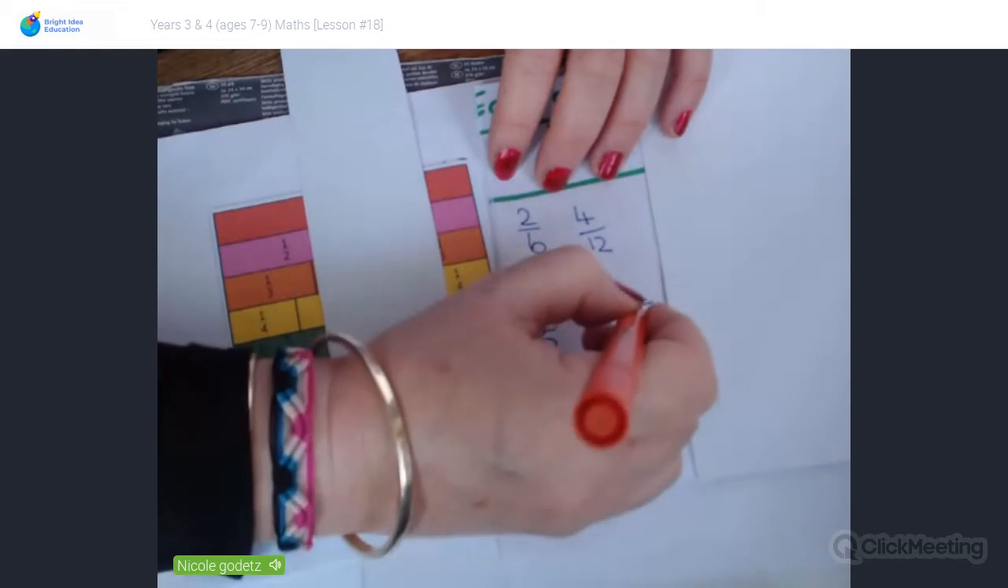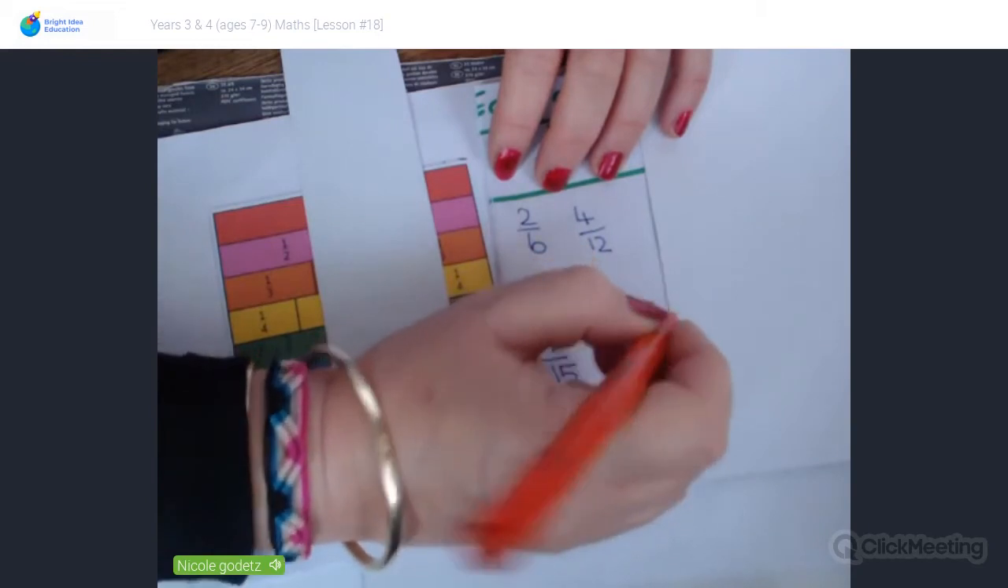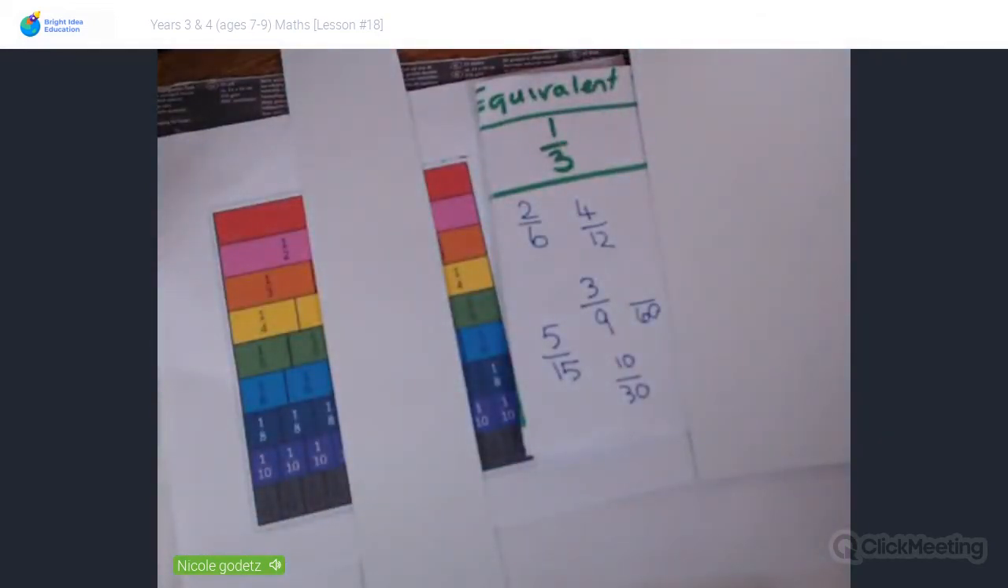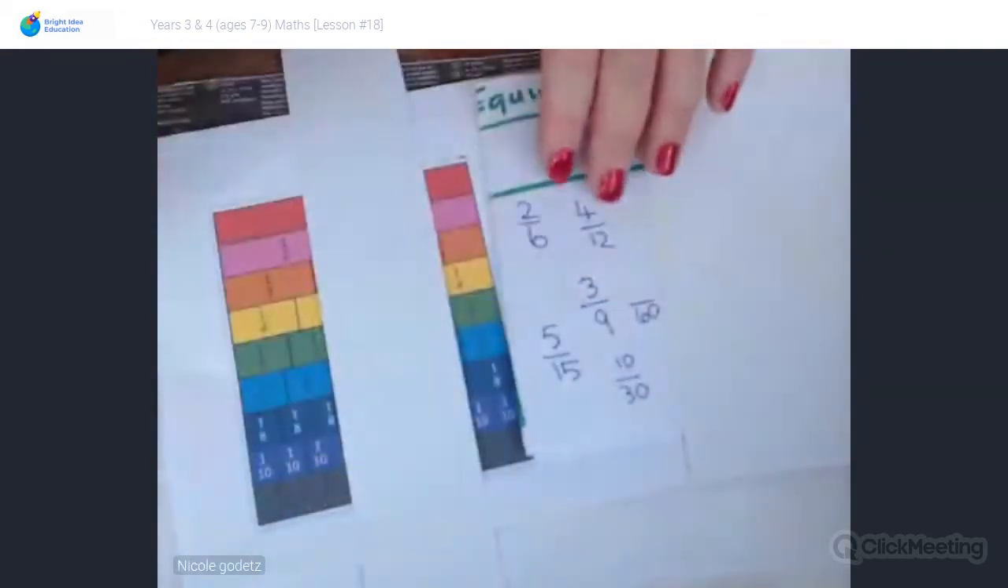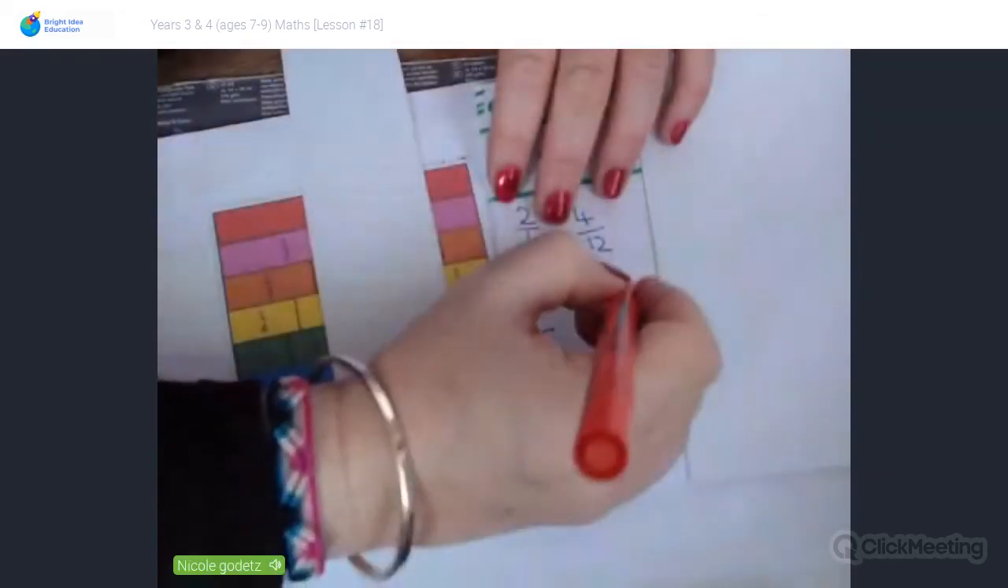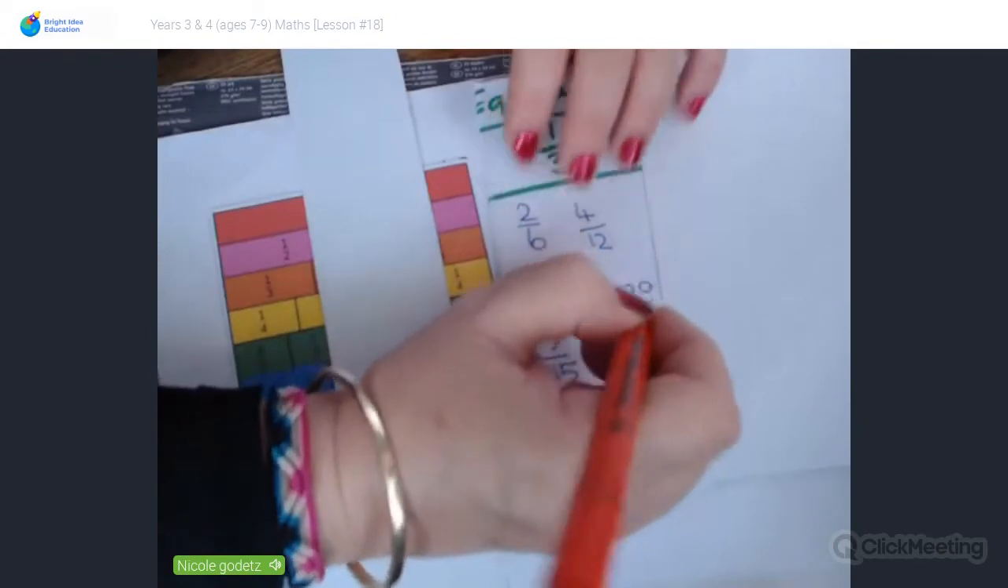How many 60ths are equal to 1/3? Yeah, but not 30, no. I thought I saw 30 there. 20. 3 20s are 60.